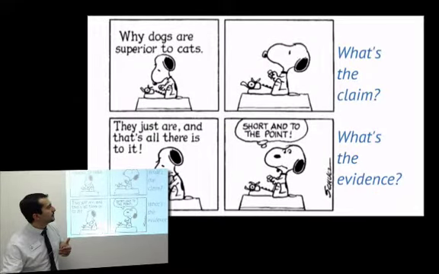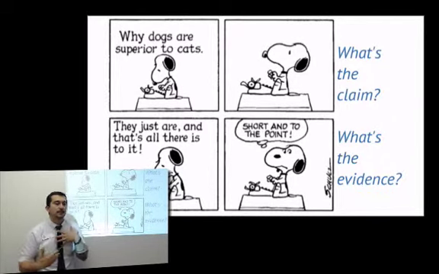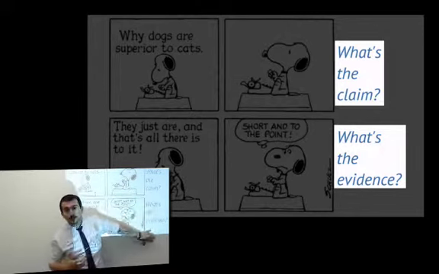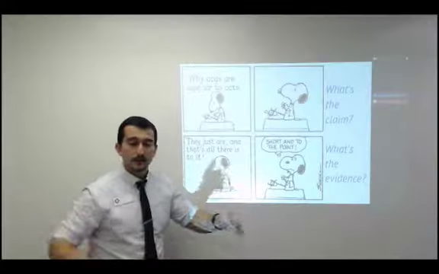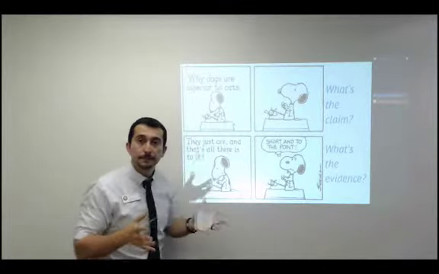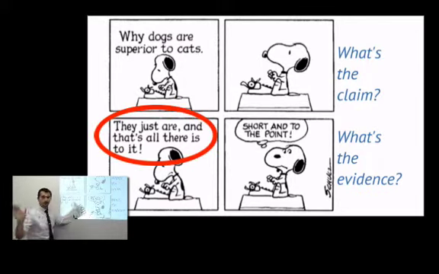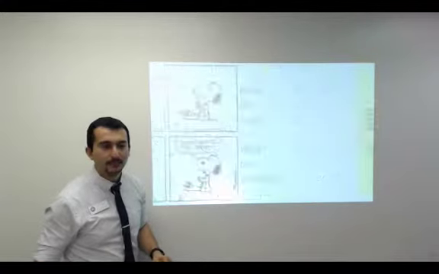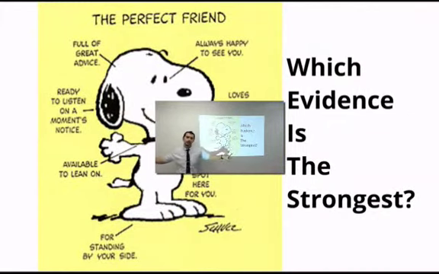So we have this cartoon here that I like to use with students just to kind of get the idea across. And I ask them, what's the claim and what's the evidence supporting that claim? So we have a really good claim. What's his evidence? They just are, and that's all there is to it. That's weak. That's weak evidence, especially when there are so many reasons why dogs are superior to cats.